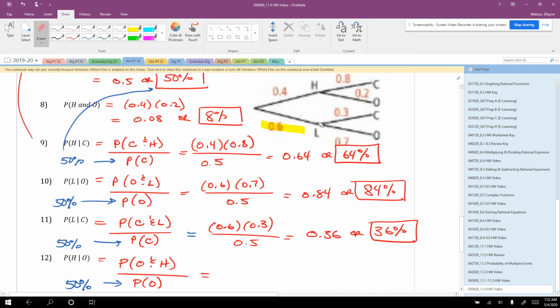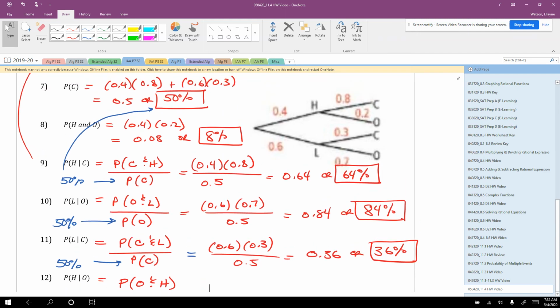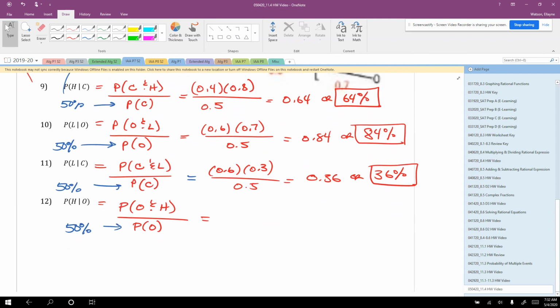Okay, last one here. We're looking at open and heavy. So heavy and open: 0.4 and 0.2 over 0.5. Work that out and you get 0.16 or 16%. Okay. Hopefully that helps you guys now. I know those were pretty tricky.